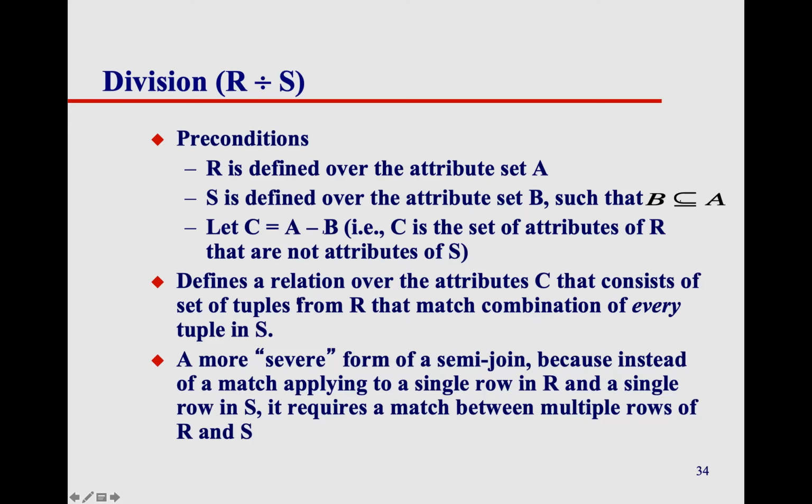Okay, and it matches every tuple in S. So that's why I say it's a more severe form of a semi-join, because in the result we only are printing out attributes from R, so it's like a semi-join, except that instead of matching only a single row in S, you now have to match every row in S in order to survive.